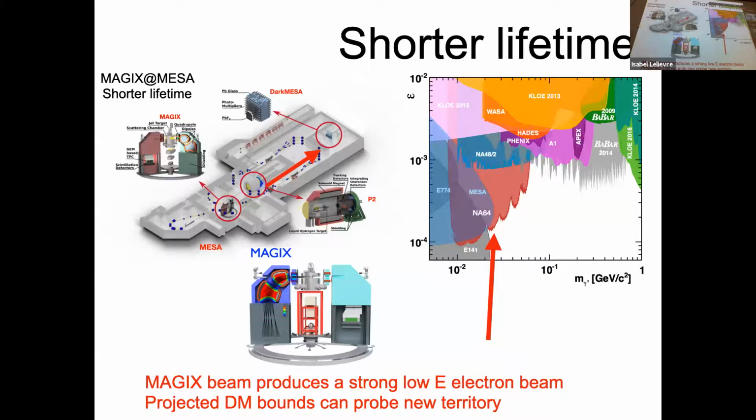So I think Dark MESA looks for long-lived ones. There's this MAGIX, this MESA detector, which looks for shorter-lived. And it's a lower energy beam, so they probe low energy mediator masses, right? So at the tens of MeV range.